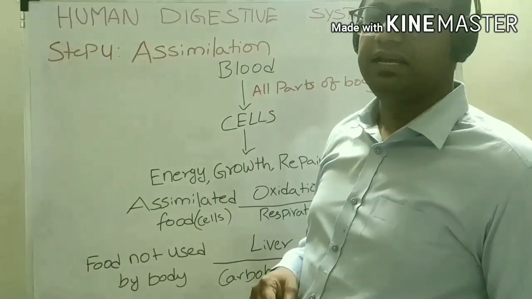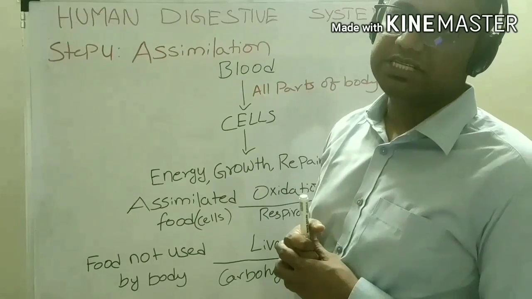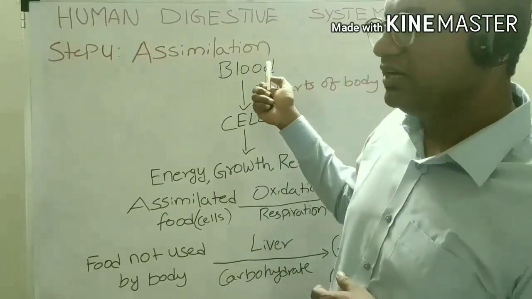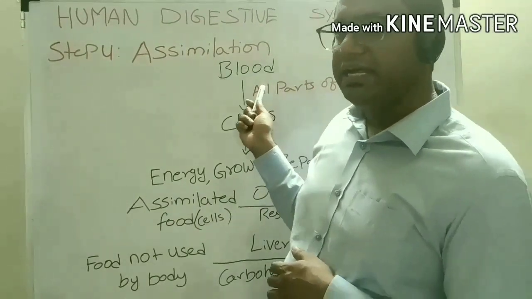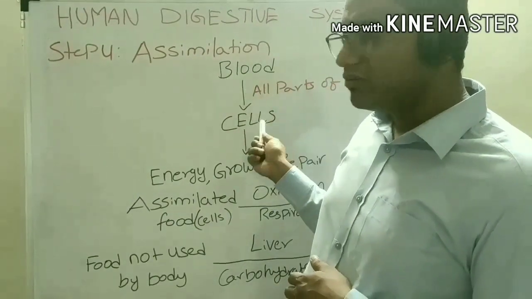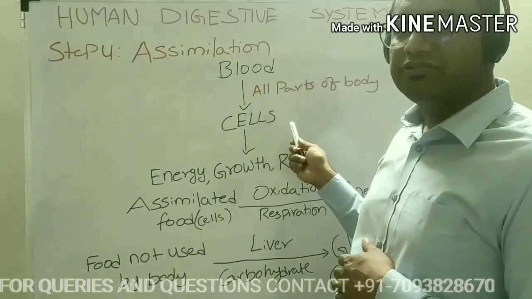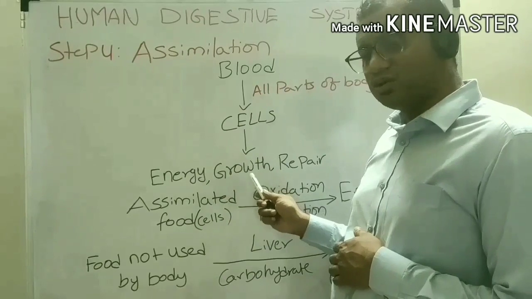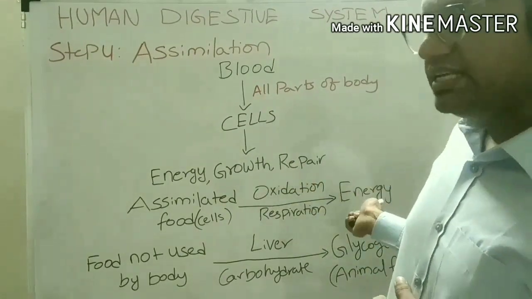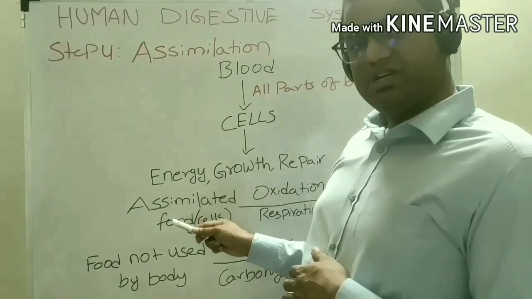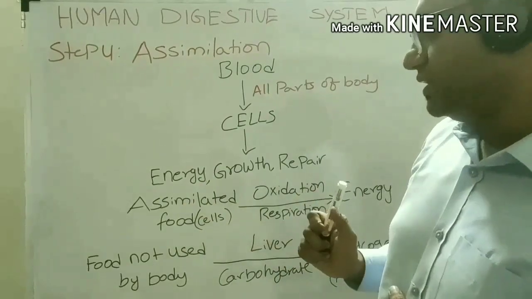Now let's enter into the step 4 of digestive system, that is assimilation. Assimilation is nothing but the food that is absorbed into the blood is transported to all parts of the body and is assimilated as a part of the cell. And cells utilize that assimilated food for the production of energy, growth of the body and repair of the body. Here energy is liberated by oxidation of the assimilated food through a process known as respiration.